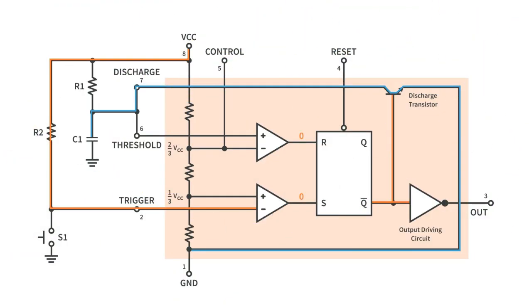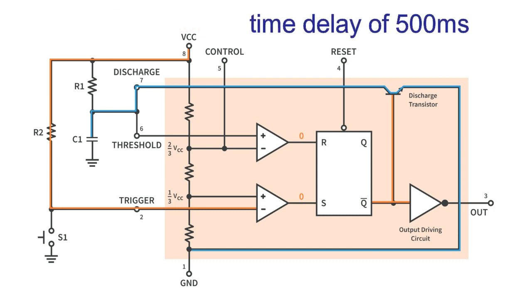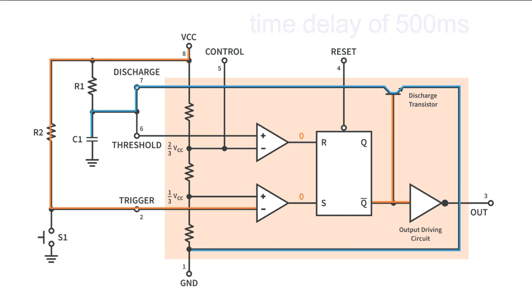A monostable 555 timer is required to produce a time delay within a circuit. If a 10 microfarad timing capacitor is used, calculate the value of the resistor required to produce a minimum output time delay of 500 milliseconds.